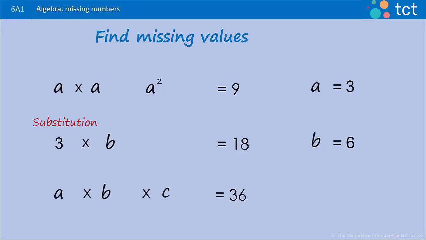A multiplied by B multiplied by C. We've already established that A multiplied by B is 18. When we multiply 18 by C, we get 36. So this time we take 36 and we divide it by 18, which gives us 2. So C is worth 2.